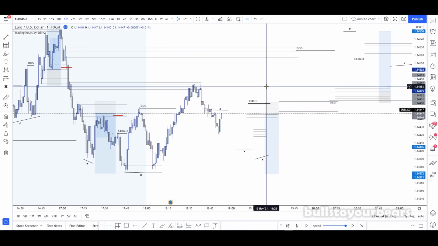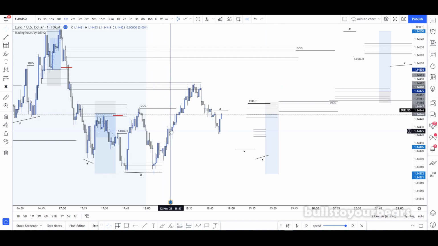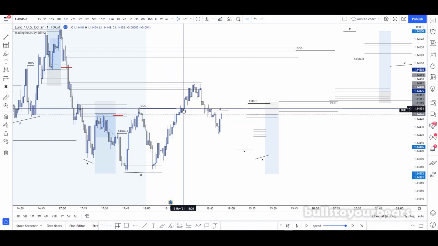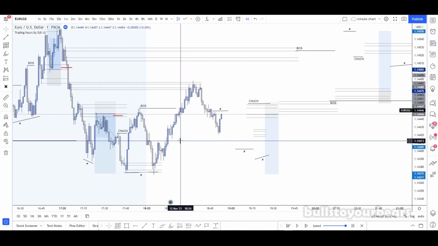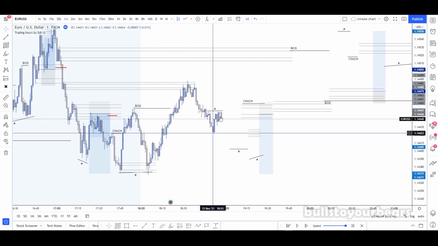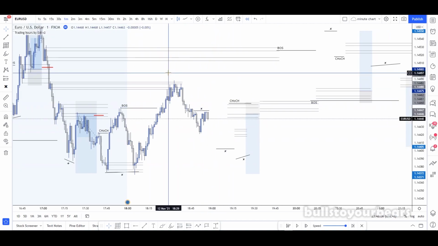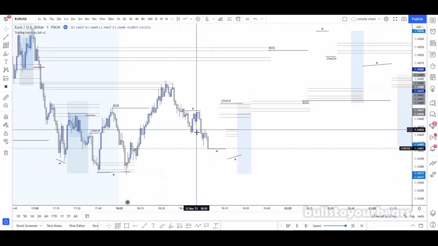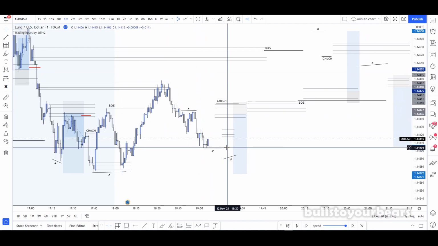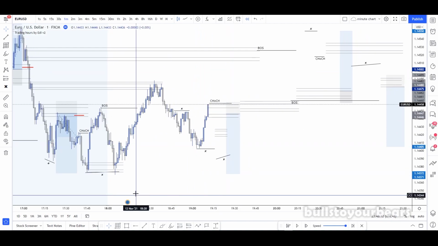Then I couldn't quite remember what happened. There is a demand zone here that did not cause the break. All right, there's a demand zone here. Price respected it, built liquidity, and then caused the break of structure. Simple as that.